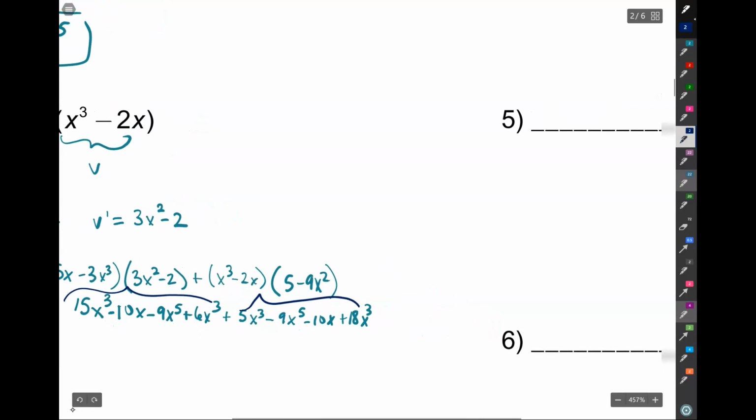Cool. All right, so let's do the 5ths first. So I have negative 18x to the 5th.